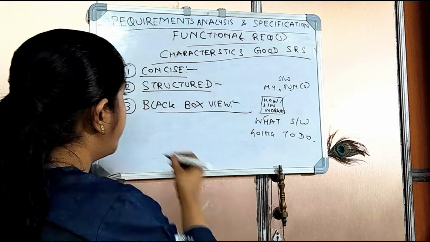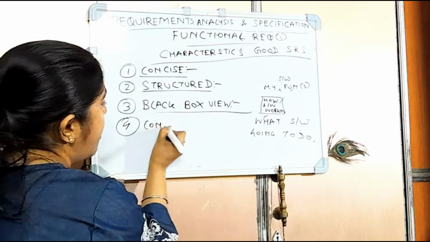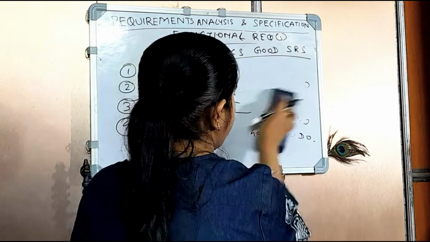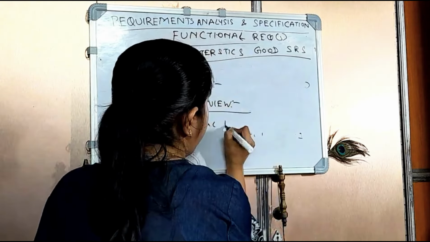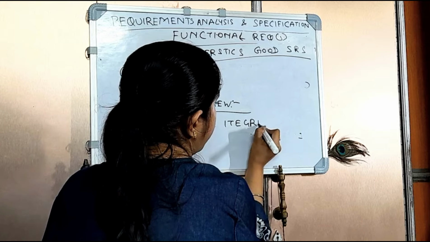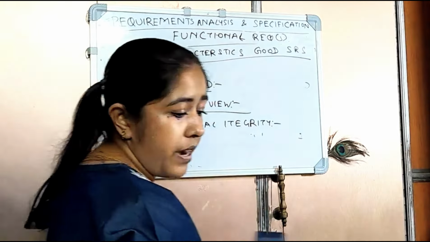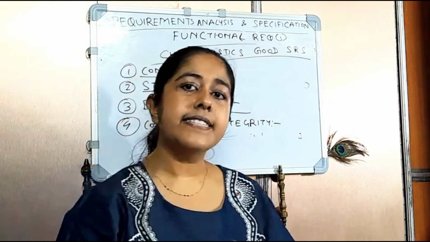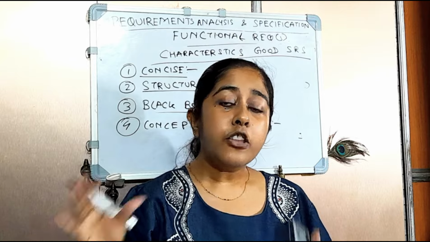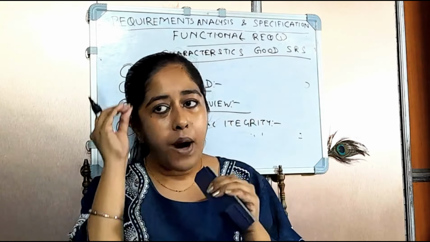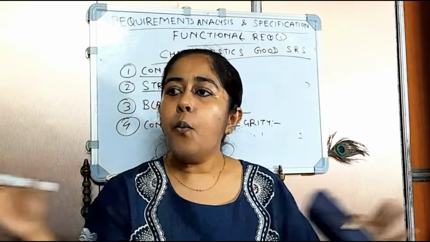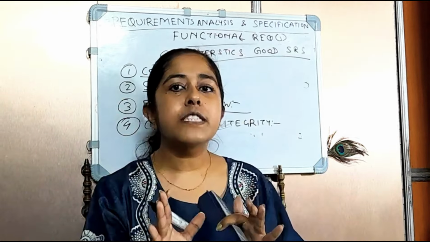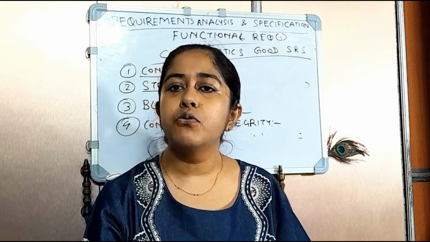Fourth is conceptual integrity. That is, whatever things I am giving, the readers can easily understand. The concept should be clear. Only one concept should be there. Whatever thing your software is going to do, I should not give different concepts. A particular concept should be there, that my software is going to do this thing.